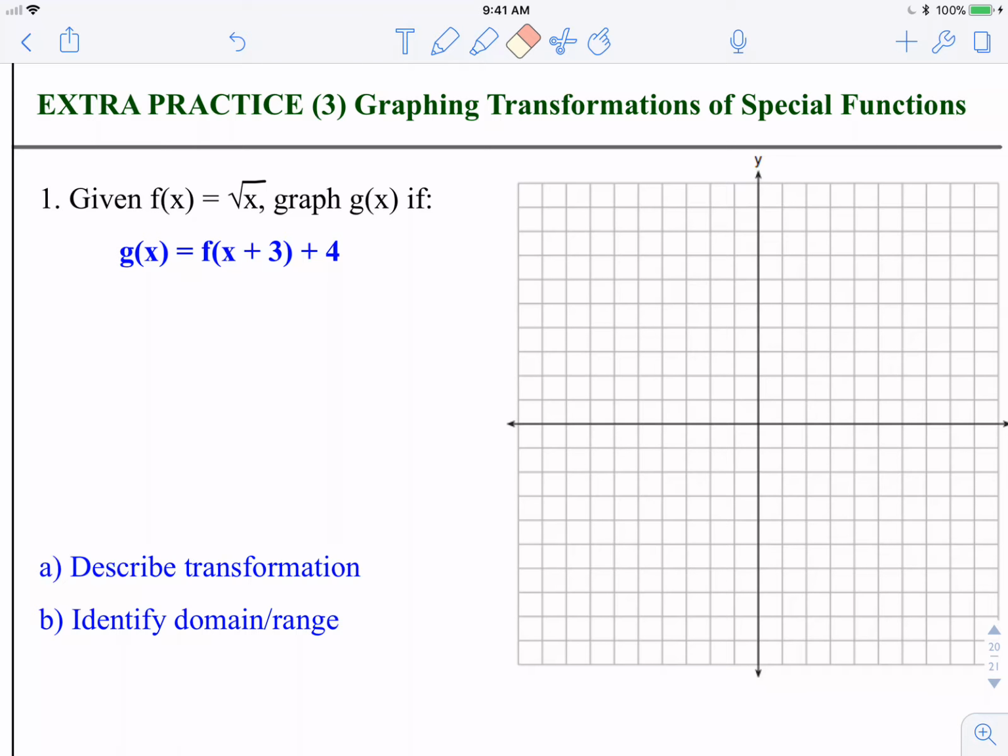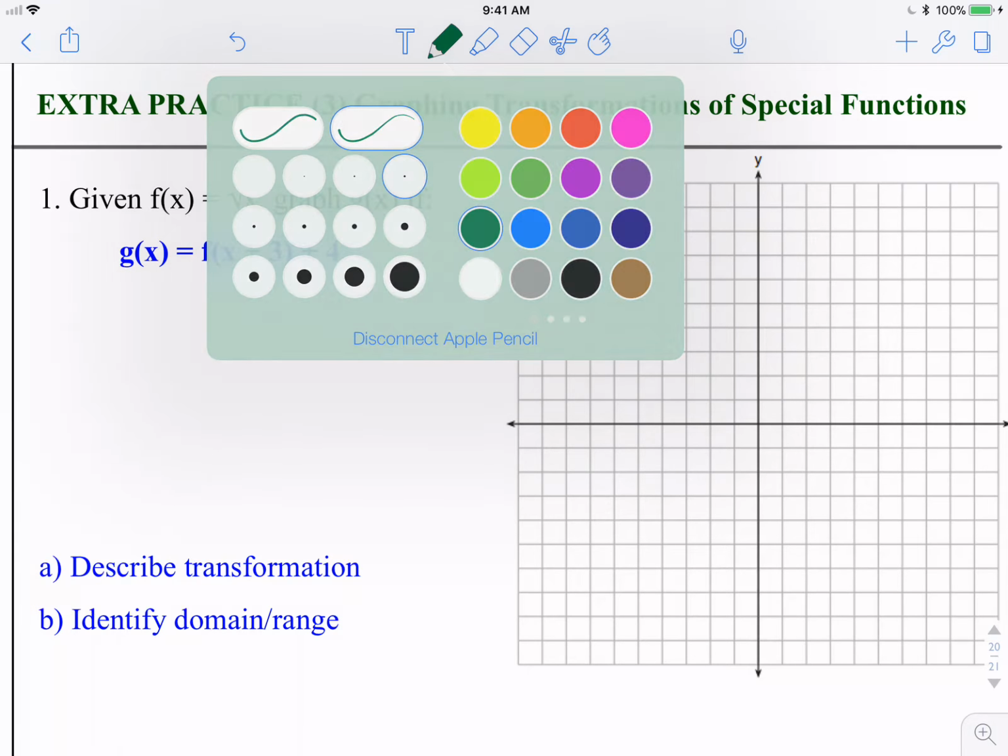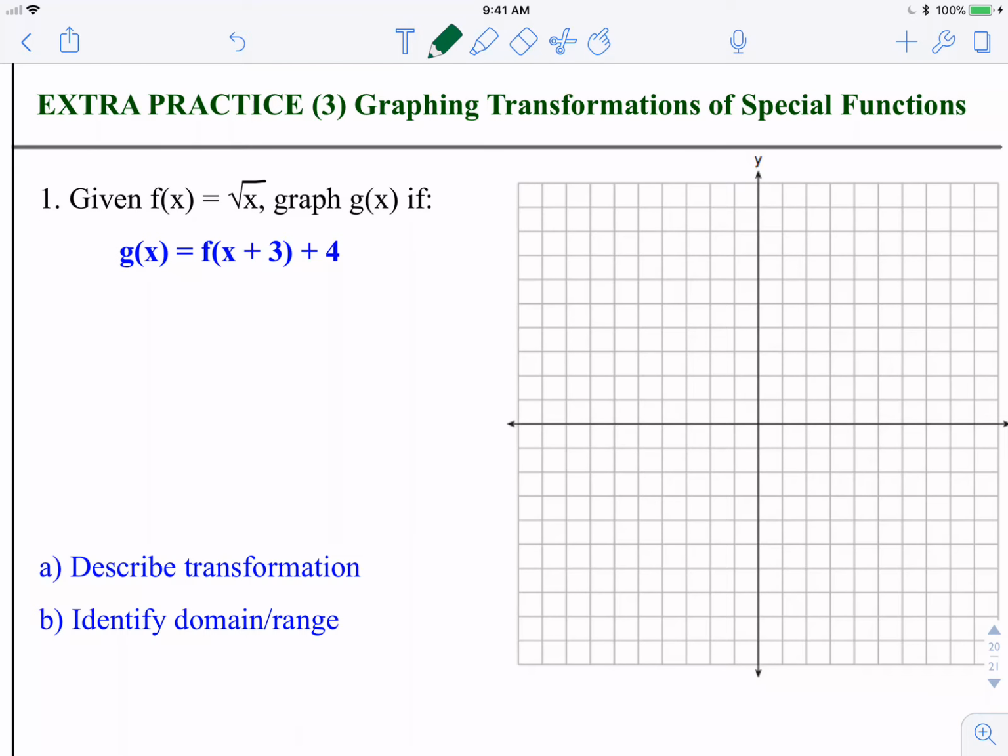Hello everyone. In this video we're going to go over graphing special functions. So in this case we're told to graph g of x, which we can see is a transformation of f of x given this rule right here.